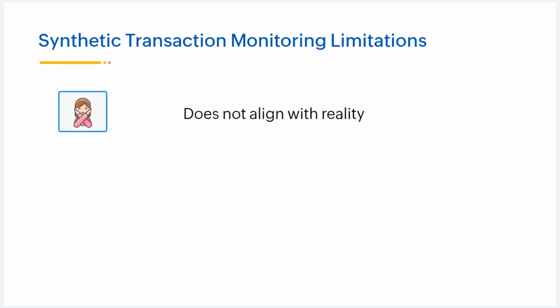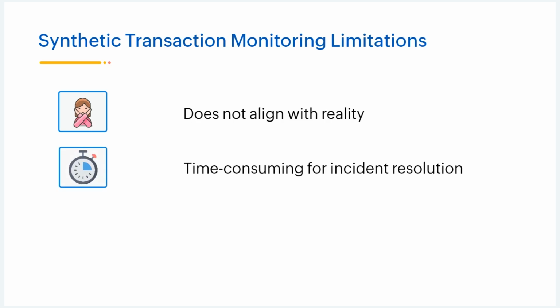So to understand why real user monitoring is essential, we first need to consider the drawbacks of synthetic transaction monitoring, which we discussed a few minutes ago. So one major limitation of synthetic transaction monitoring is that it does not always align with reality. The traffic used for synthetic testing is artificial and not representative of a real user's experience. As a result, its outcomes and performance are often predictable as synthetic transaction monitoring relies on simulated actions rather than real user behaviors.